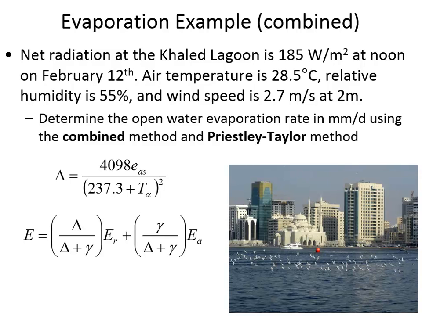So let's continue this example here, and what I'd like you to do is calculate this according to both the combined method and then also with the Priestley-Taylor method. And the thing that you need to know about calculating the sigma is that the temperature you put in here, the temperature alpha, this should be the 28.5 air temperature. So temperature alpha, that's air temperature in Celsius in order to calculate the term delta.